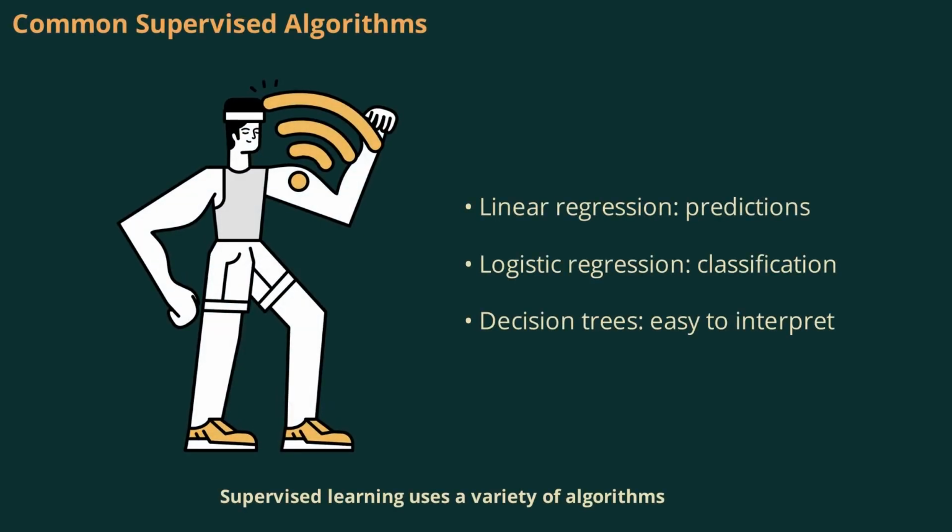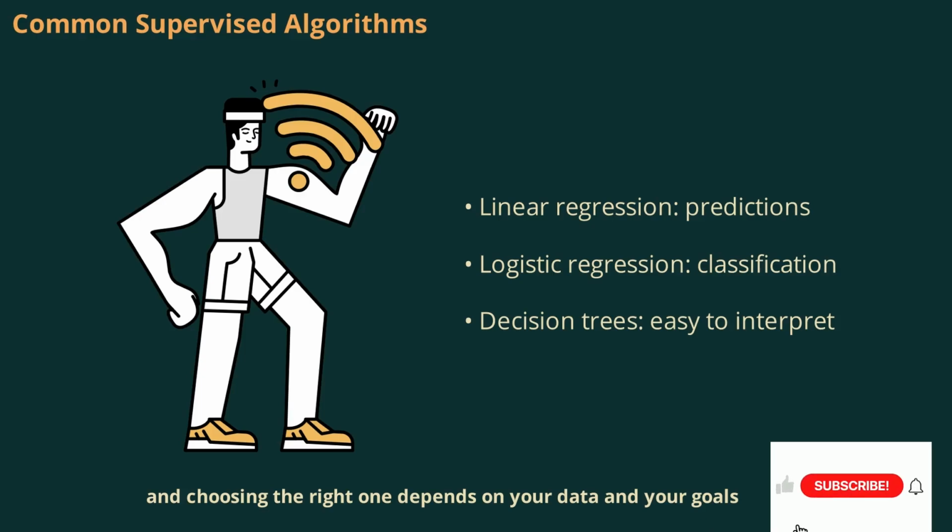Supervised learning uses a variety of algorithms, each suited to different types of problems. Linear regression is great for predicting continuous values, like house prices. Logistic regression helps with classification tasks, such as determining if an email is spam. Decision trees visually map out decisions and their possible consequences, making them easy to interpret. Support vector machines are powerful for separating data into categories. Each algorithm has its strengths, and choosing the right one depends on your data and your goals.